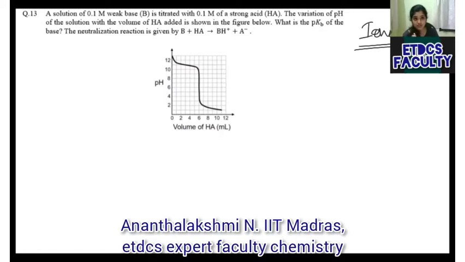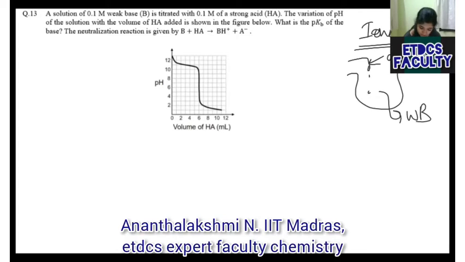Okay, we have 0.1 molar weak base. So basically, we have a weak base here, and we are titrating it with an acid. In a dropwise manner, this acid will be coming. This is a strong acid, given as HA. So it's a strong acid weak base reaction. Now, what do we have to find? The variation of pH of the solution with the volume of HA is shown in the figure below. What is the pKb of the base?